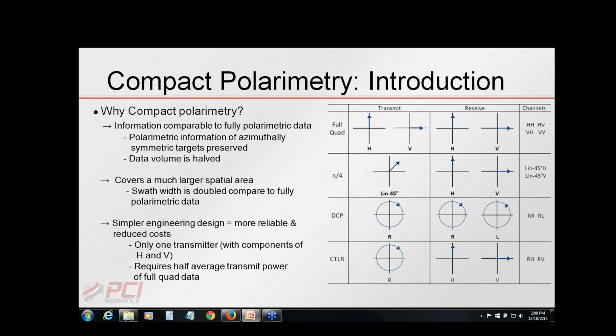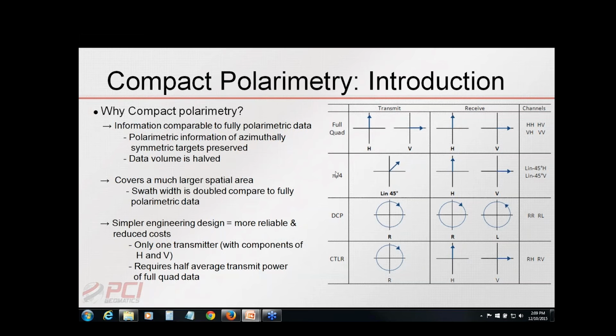So let's start with a big question. What is compact polarimetry? I will be brief here. Compact polarimetry is an acquisition that is similar or comparable to fully polarimetric acquisitions. For all the targets that are azimuthally symmetric, meaning that they have a symmetry plane, you can retrieve the same information that you have with fully polarimetric data. Now, of course, since we're transmitting only one channel, the information is comparable, but it's not totally the same. So we'll try to see what kind of information we can get and how we can compare the full quad and the compact pol acquisitions.